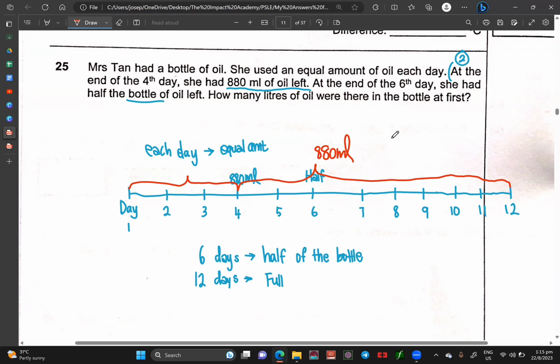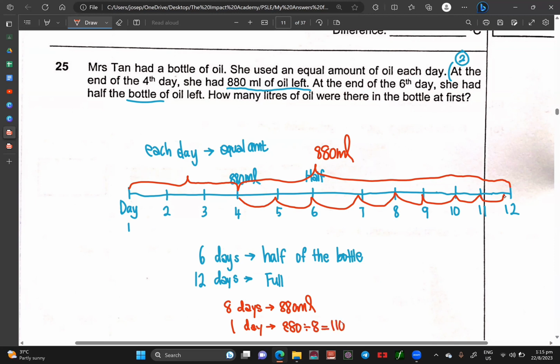Right? So now over here, as you can see, how many days is it? From 4 to 12, you do not count 1, 2, 3, 4, 5, 6, 7, 8, 9. No, you count the intervals, the bunny hops. 1, 2, 3, 4, 5, 6, 7, 8. So therefore, we know that 8 days is equal to 880 ml. So what do we want to do? We want to find 1 day. And we know that 1 day will then be 880 divided by 8, and we get 110 ml.